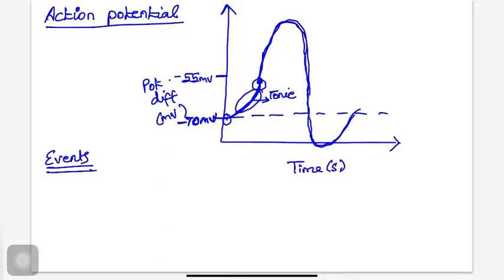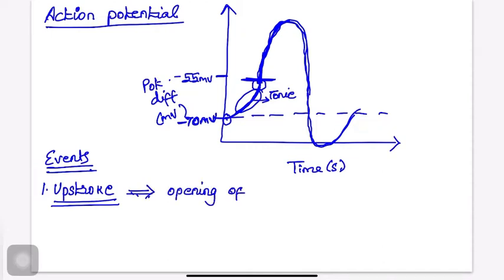First, what are the events of action potential? From this graph itself, we can see the first event. From here, the action potential starts. First event is the upstroke. There is an upstroke in the graph. So what is this upstroke due to? This upstroke is due to opening of voltage gated sodium channels.